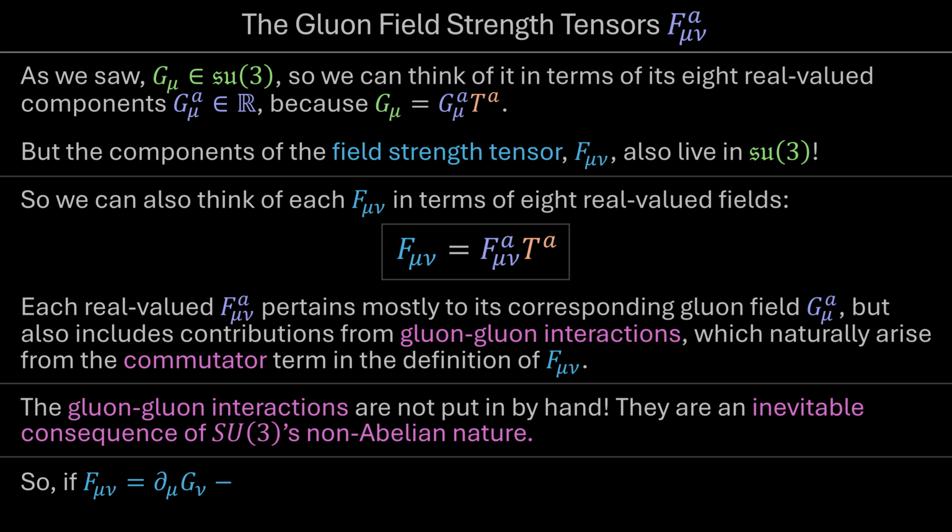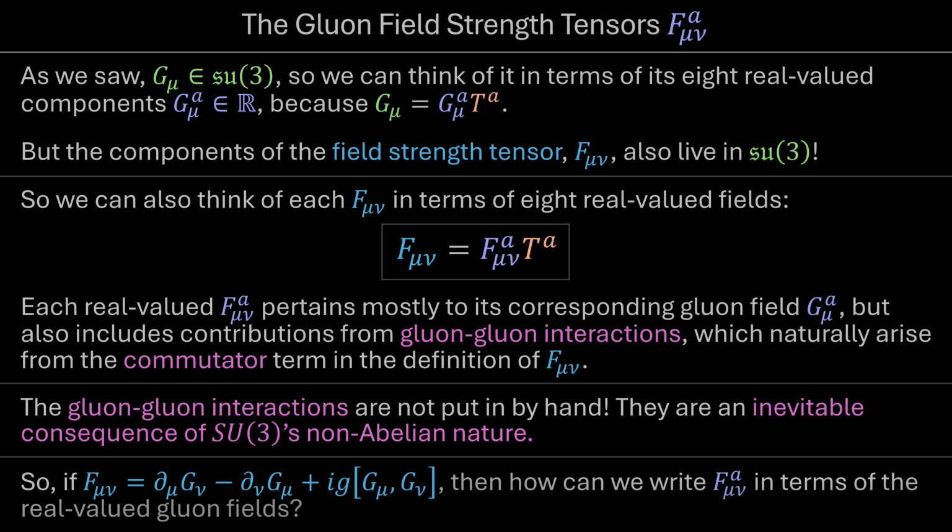Okay, but the question comes up. If the SU3 matrix-valued F mu nu is calculated from the SU3 matrix-valued gauge field as the 6 ways plus a commutator term, then how can we write the real scalar-valued F mu nu A in terms of the real-valued gluon fields G mu A? Well, let's do a little math and we can figure it out.